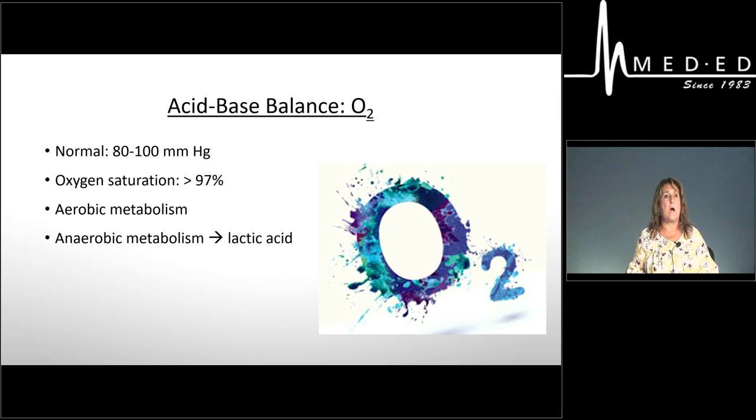Okay. We have to have a normal balance of oxygen at 80 to 100 millimeters of mercury in order to have aerobic metabolism. So don't forget that aerobic metabolism is our desired, because anaerobic metabolism produces lactic acid, and that's a bad thing for the body over the long run. Okay? So know what your normal O2 levels should be and what your patient's SATs are, and they should be in the high 90s normally.